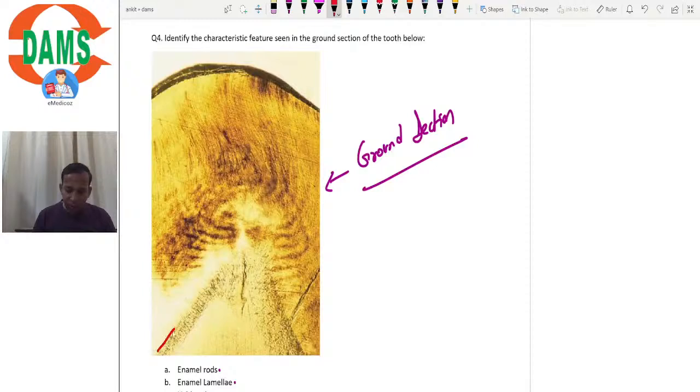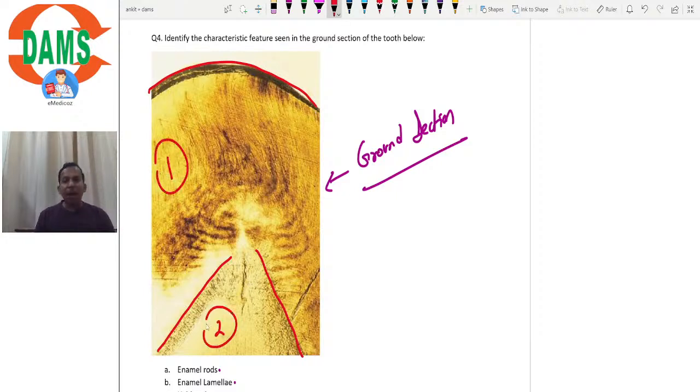We can see two different types of tissue here. This is the first tissue and this is the second tissue. And look at the shape of this second tissue. It appears almost like a triangle. So probably this section is taken from a cusp region. And what characteristic feature is seen in a cusp region?